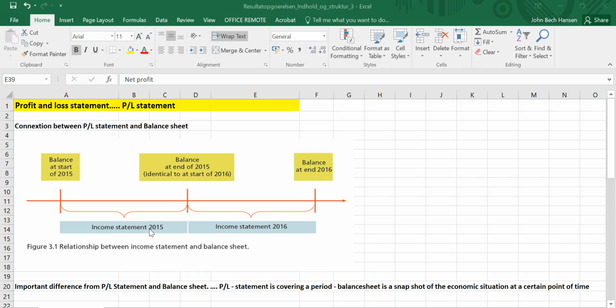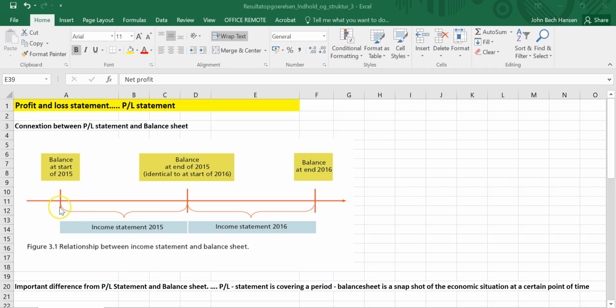So what is the profit and loss statement? The profit and loss statement is showing the result of a company for a period of time, as opposed to the balance sheet, the other very important statement in a company's financial report. So the financial report of a company consists of two main things: the profit and loss statement and the balance sheet. And there is an important difference between those two.